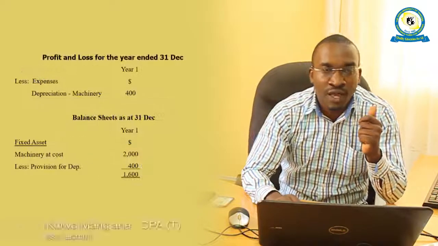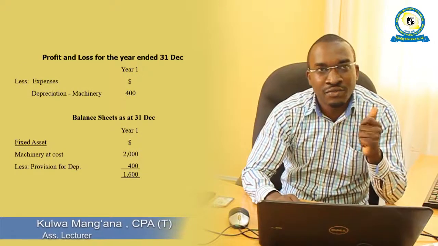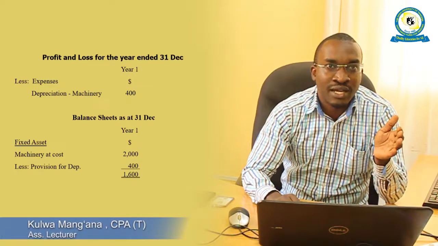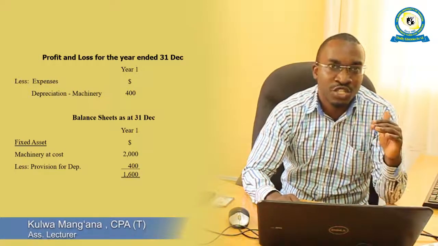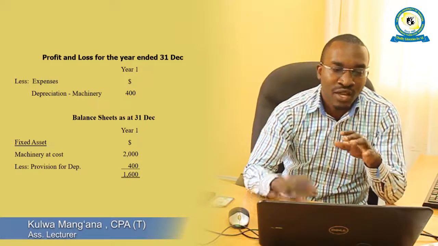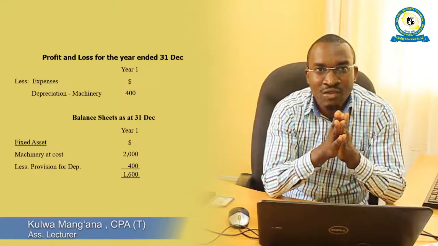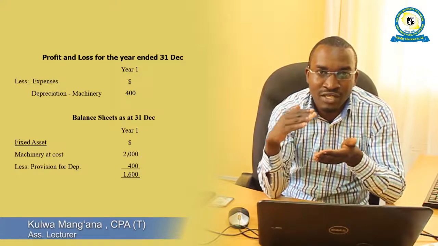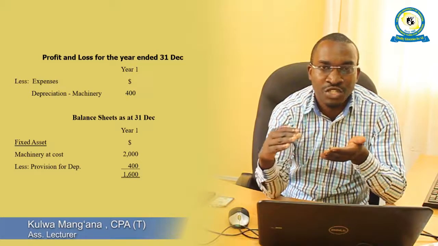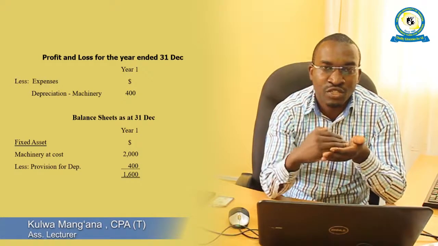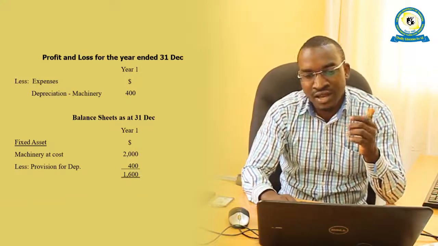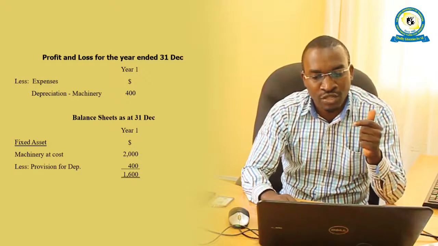If you look at the profit and loss statement at the end of the year, on the expense side you're going to see the depreciation charge of that machinery of 400. And finally, in the balance sheet, you have the fixed asset machinery account, but at the end of the year it is going to be reduced by the amount of depreciation. We list the depreciation charge for the year, which is 400. The machinery cost is 2,000, so the difference, which is 1,600, is the net book value at that point in time.